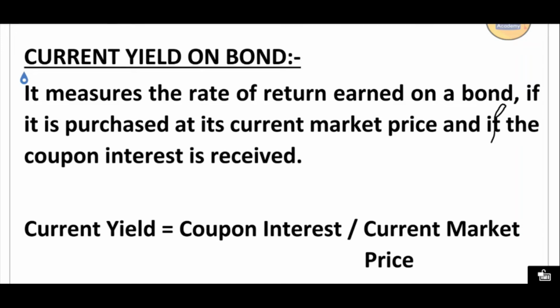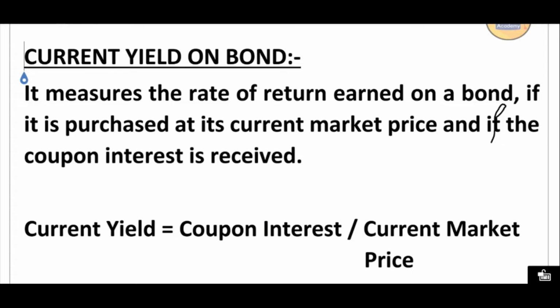Hello friends. So in this video we are going to study current yield on bond and YTM, that means yield to maturity. This is the AFB paper of JAIB and this is also equally applicable for the CAIIB, that means those who are preparing for CAIIB can also go through this video. In this video we are going to see how to calculate the current yield on bond and how to calculate YTM, means yield to maturity.